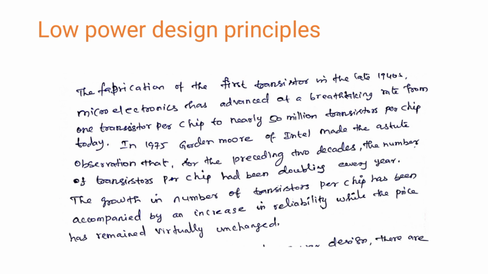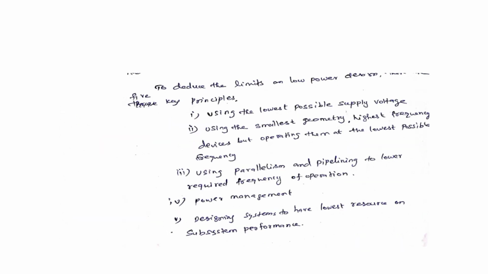So we need to concentrate on these power factors, and for that we need to follow some key design principles. The first one is using the lowest possible supply voltage. ICs may have a maximum of 5 volts. Every IC works under 5 volts, 3.3 volts, or 1.4 volts; those are the operating voltages nowadays. So we need to choose the lowest possible supply voltage, and use the smallest geometry, meaning space, and highest frequency device, but operate them at the lowest possible frequency.